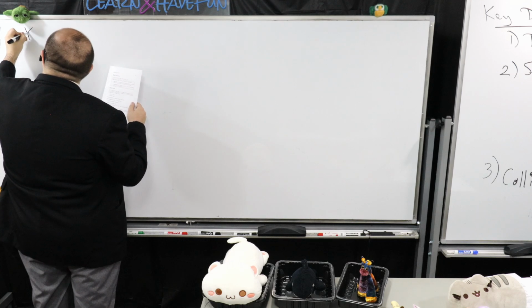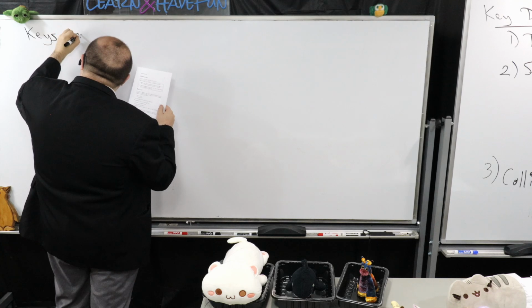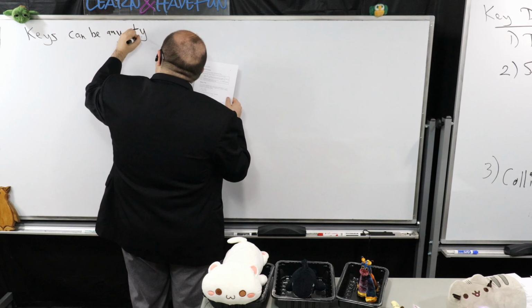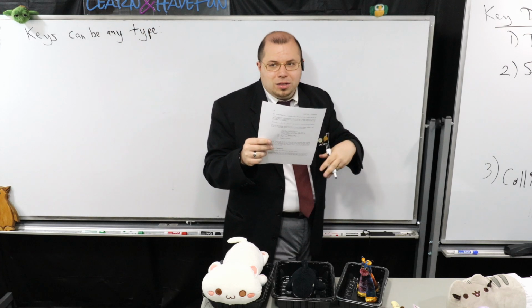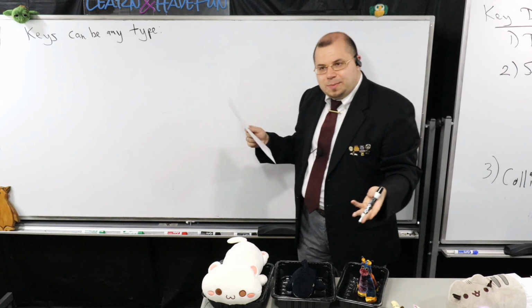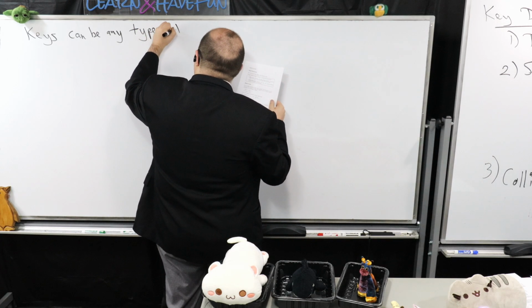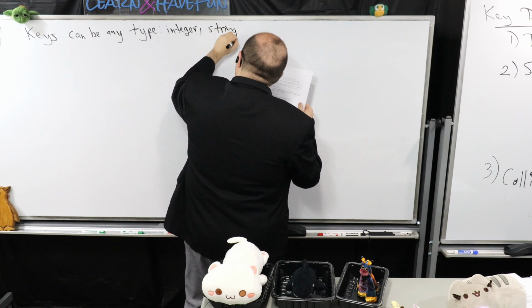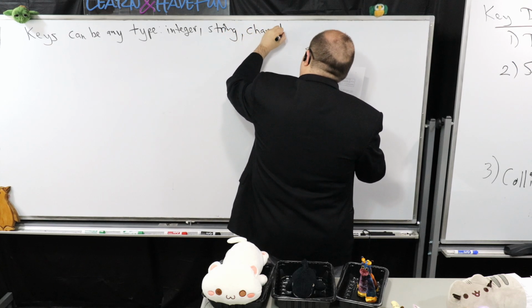So the first thing you need to know is that keys in a dictionary can be any type. I'm not making any assumptions about the keys being smaller or bigger. They don't have to be comparable. They could be things like an integer, which indeed is comparable. It could be a string. Those are comparable. A character, I can compare those.